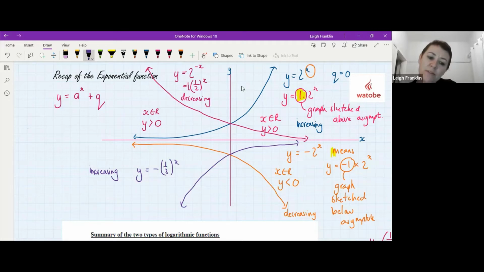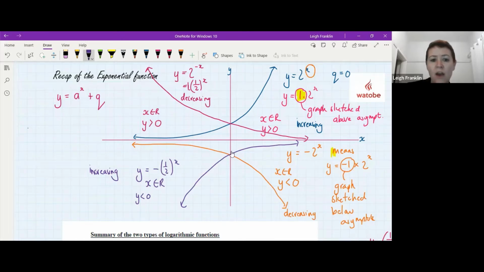Okay, the number that's in front of the half and the number that's in front of the base has changed sign, again, because the graph is sketched below its asymptote. Okay, and similarly, x is an element of the real numbers, and again, y has to be smaller than 0. And I've mentioned there that it's an increasing function. Is everybody happy with that?